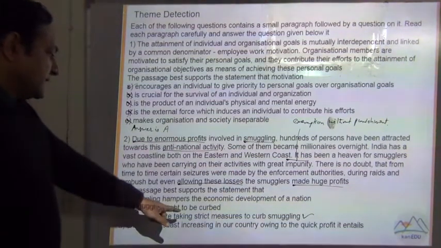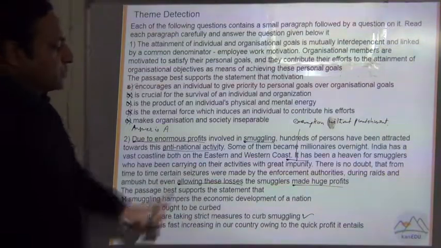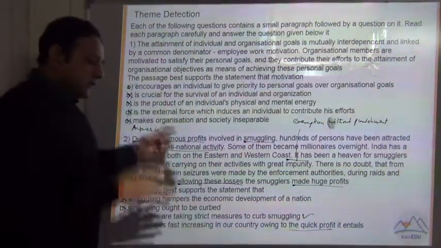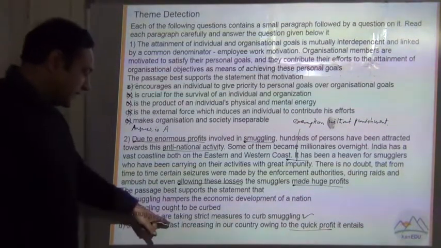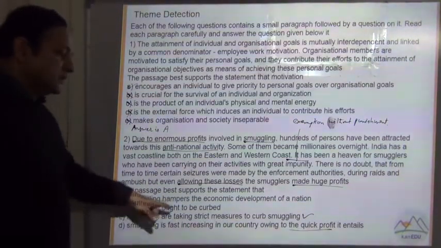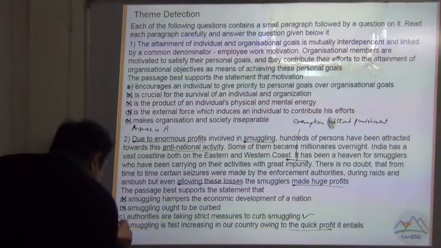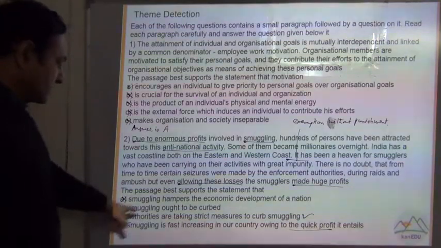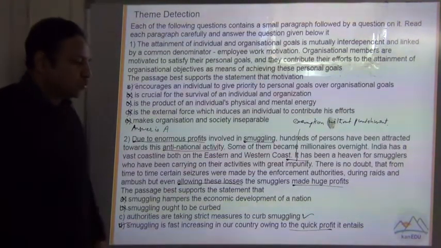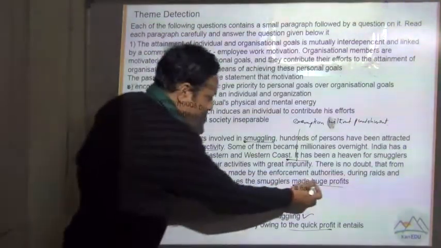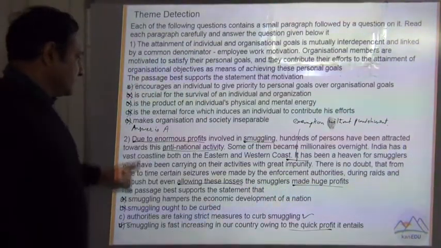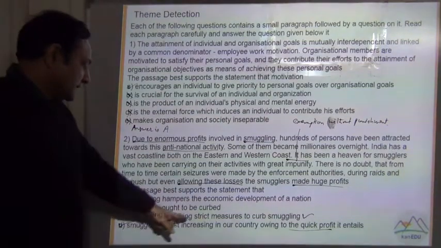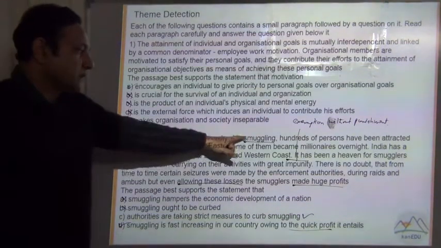Smuggling is fast increasing in our country owing to quick profit it entails. Yes, it is definitely talking about that there is a lot of profit. That's why people are doing this smuggling. So the answer is D, that this paragraph talks about smuggling fast increasing in our country due to quick profit. Every time he is talking about profit, enormous profit, made huge profit. And smuggling is fast increasing. So a lot of people are involved in it.